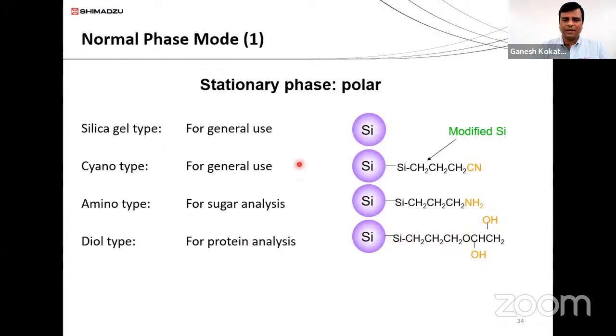Depending on your application, if you want to analyze some sugar moiety, amino columns are more preferable. If you use cyano molecules or maybe normal C18 molecules, so general mid-polar to polar moiety, then those containing cyano or silyl silica gel are also useful. If you are going to analyze some protein molecules, at that time normally we use diol columns.